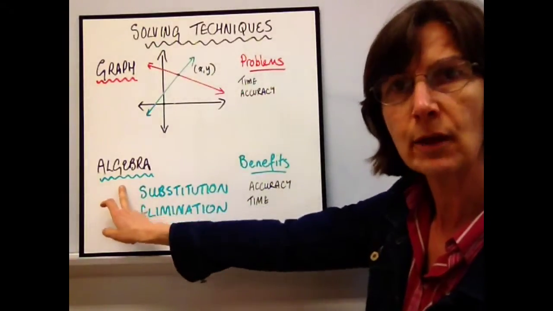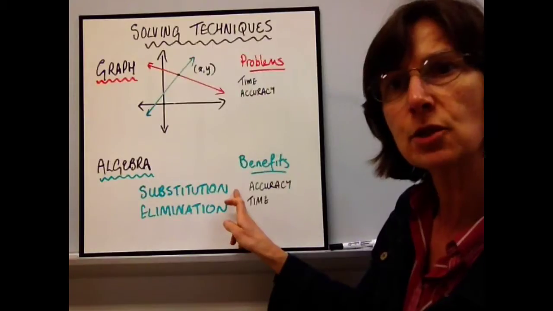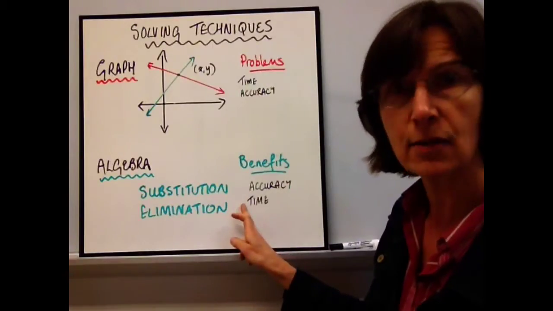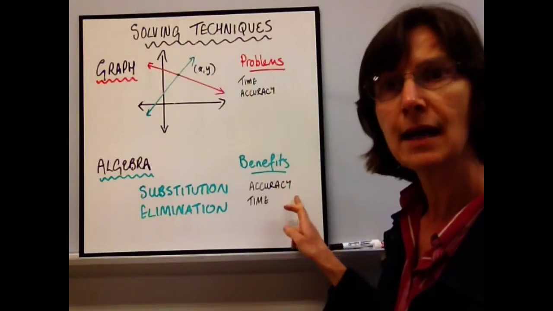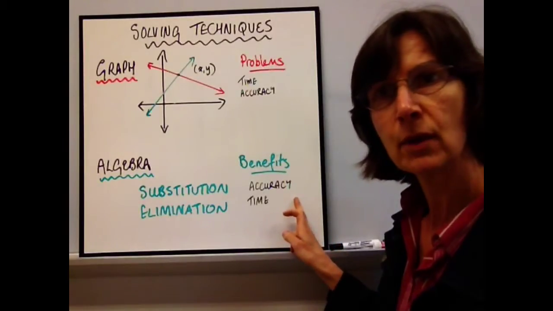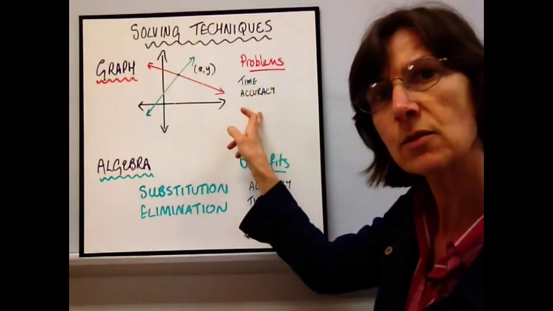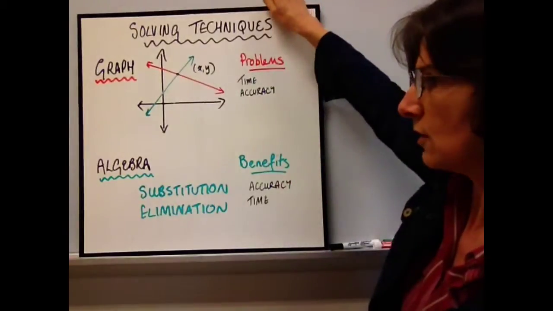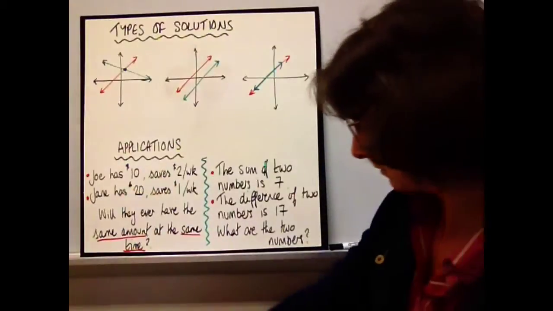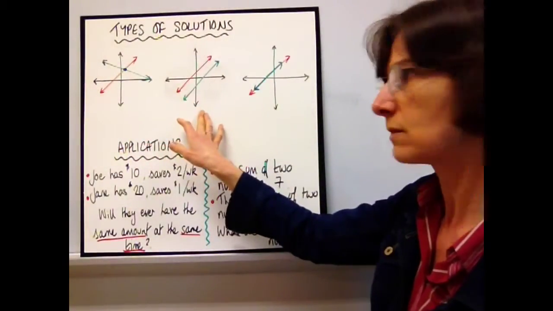Algebra, that's how we're going to learn how to solve. We're going to use a technique called substitution. We're going to use a technique called elimination. Why? Because they're accurate and they don't take too much time. So the benefits of this are exactly what the problems with graphing were. So that's why we're going to pick algebra. And then the third video will be different types of solutions that we might come across.